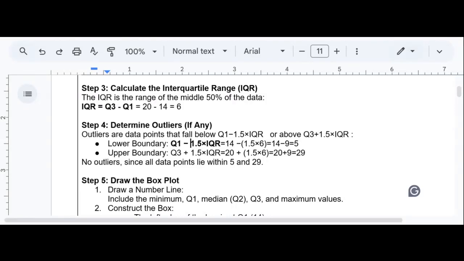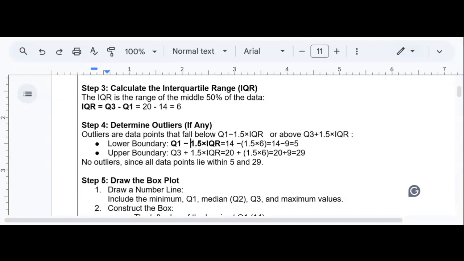6 times 1.5 is 9. Minus quartile 1. How much is quartile 1? 14. So 14 minus 9, what's your answer? 5. Okay. So that's 5. How much is the minimum? 10. So 5 is here, right? So this 10 is okay.